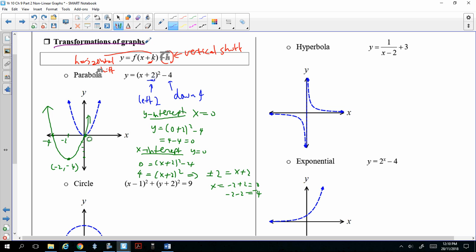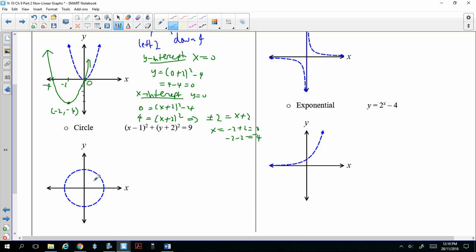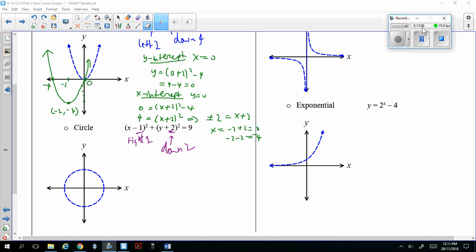Okay, hopefully you've done. Once you've done, you're going to look at the circle. So this circle of radius 3 will be now shifted to the right 1. And then once inside the bracket, do the opposite, down 2. So go right 1, down 2. Okay, so we continue. So we're going to do, that's 1, 2, because it's radius 3.